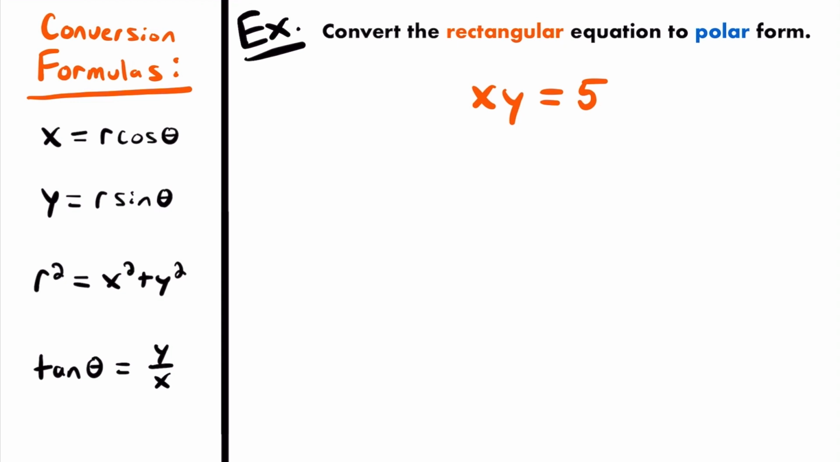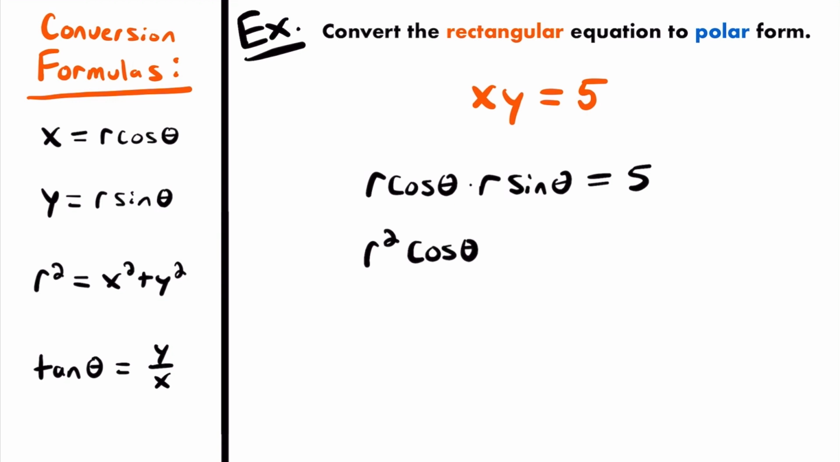There's no easy way to rewrite x times y in terms of r and theta, so we're just going to have to replace x with r times cosine theta and y with r times sine theta, and then try to simplify from there. So what we'll have is r times cosine theta, that's replacing x, multiplied by r times sine theta, that's replacing y, and that will be equal to 5. All right, now we do have two of these r's here, so if we combine them, we will have r squared multiplied by cosine theta times sine theta, and that's equal to 5.